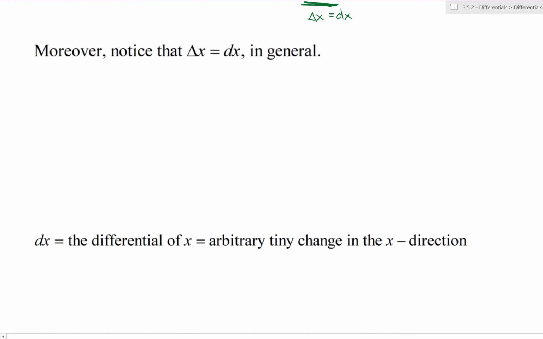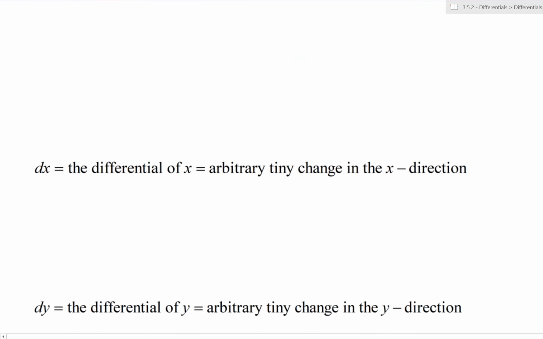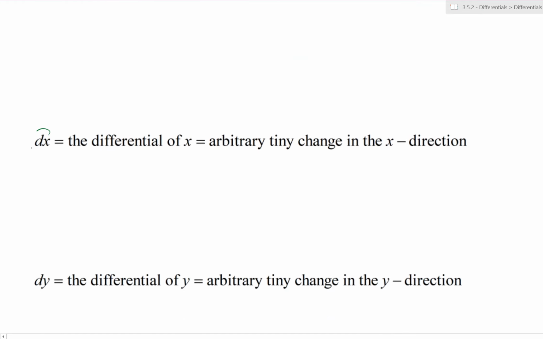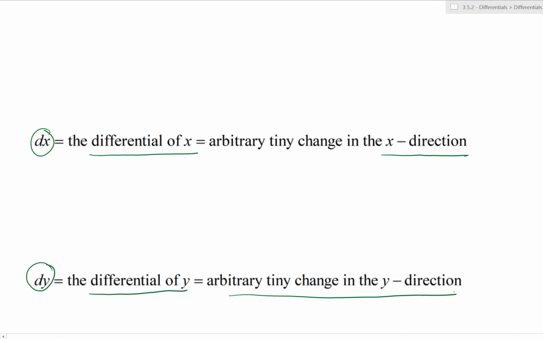And so here is how we define differentials, first of all. The dx, like we were just referring to, is what is called the differential of x. And as we said, it's an arbitrary, tiny, infinitesimal change in the x direction, whereas dy, right down here, is the differential of y, and correspondingly, it's an arbitrary, tiny, infinitesimal change in the y direction.